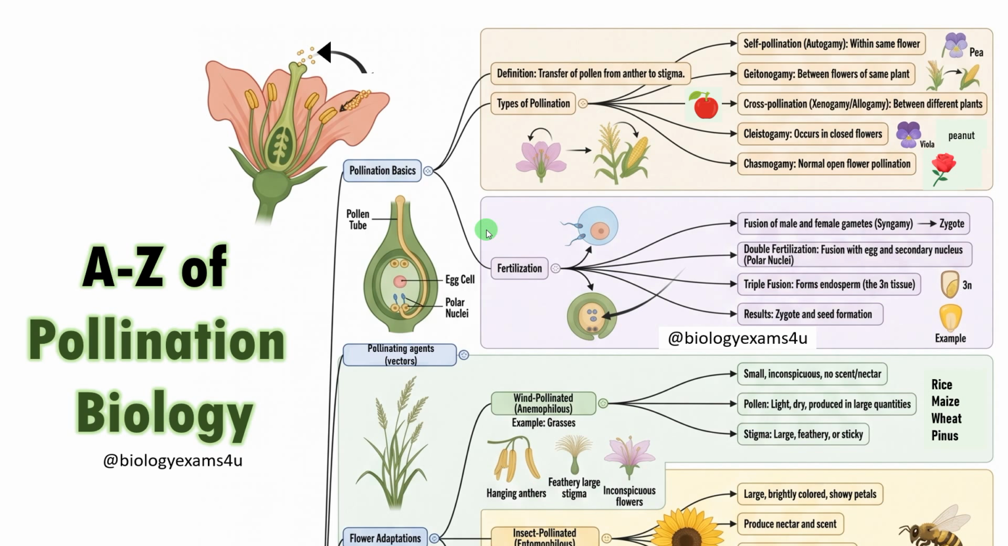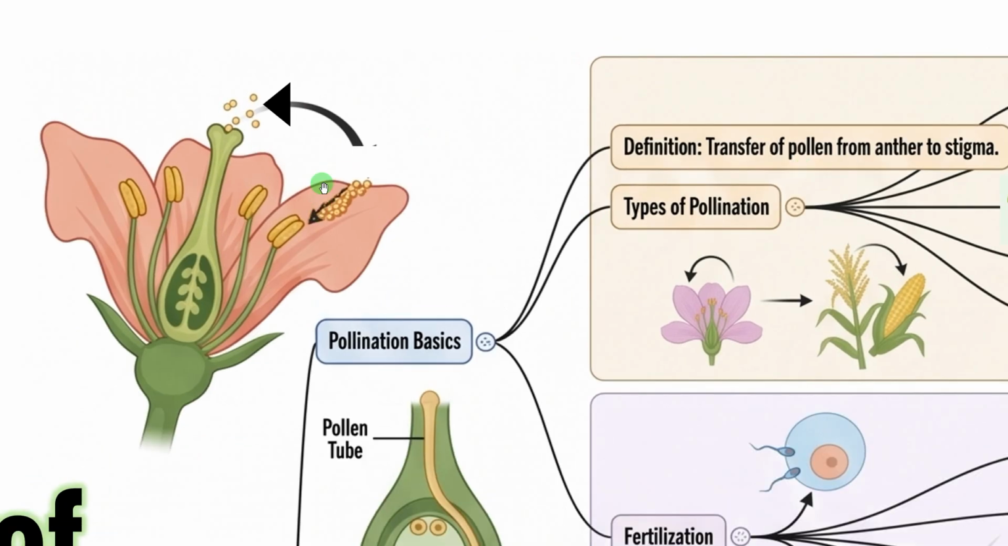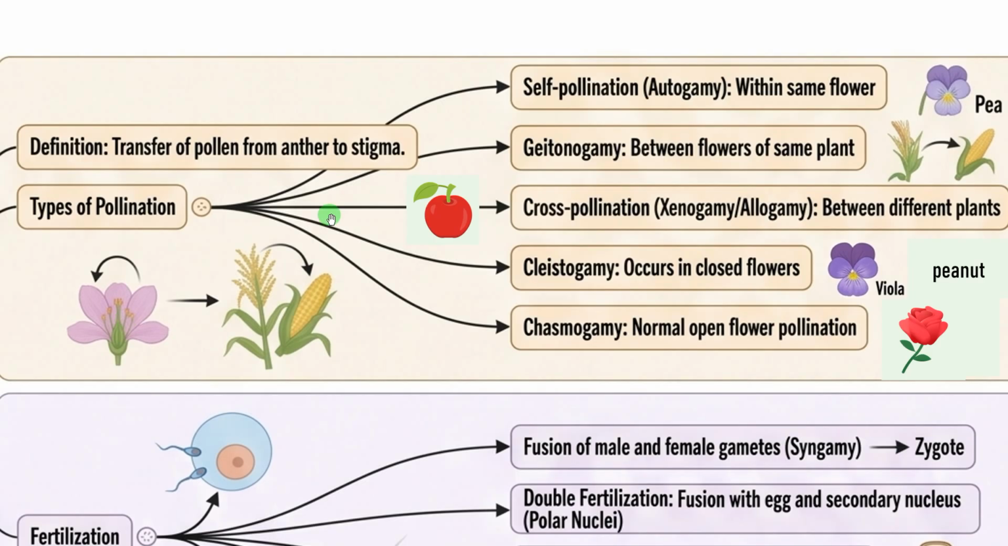Hi friends, in this video let us understand pollination biology from the basics to the detail within 5 to 10 minutes. Pollination is simply the transfer of pollen from anther to the stigma of a flower. There are different types of pollination. It can be broadly classified into self-pollination and cross-pollination.